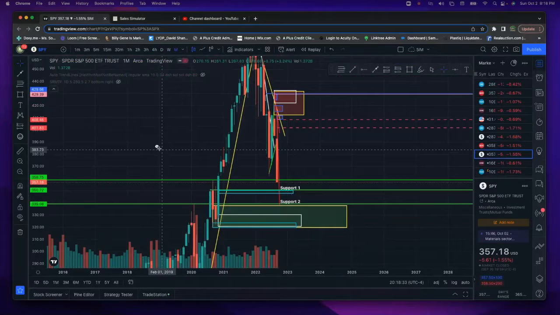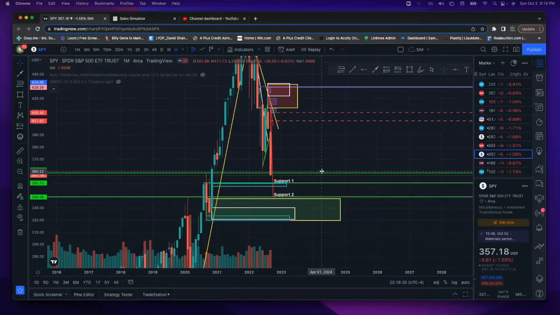So SPY right now, I have a support, this green support that now it actually got closed. The market closed below it on Friday. So September closed below my first support. Because it already closed below it, I'm going to change it to my potential resistance right now. So I'm going to see how price reacts when it pulls back to it on the lower time frame.